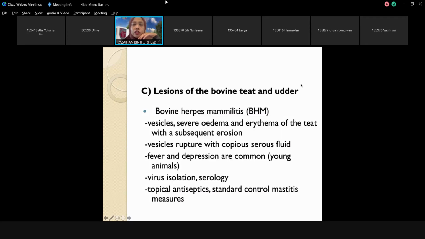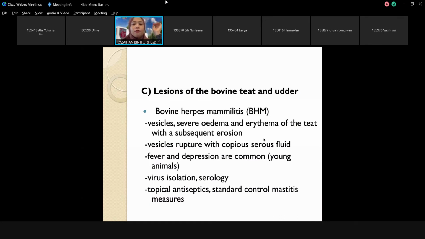There is also bovine herpes mammillitis, also known as BHM. So this one has vesicles, edema, and erythema of the teat, and if the vesicles rupture, it would produce erosion. If the vesicles rupture, it would also produce a copious amount of serous fluid. And this one is a bit serious because the animals are having systemic signs. They would have a fever and depression.